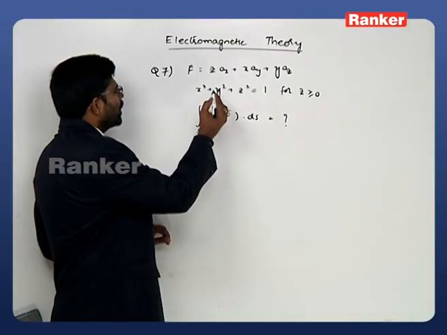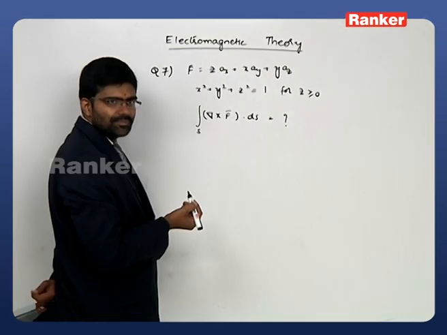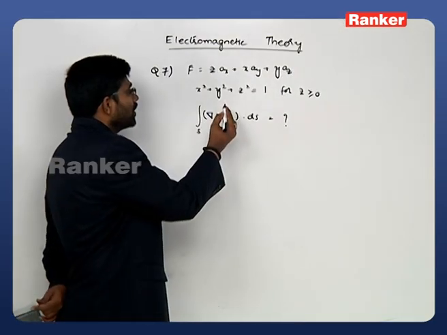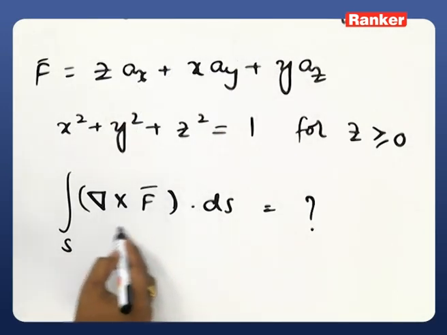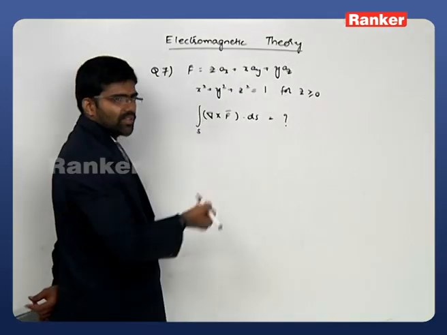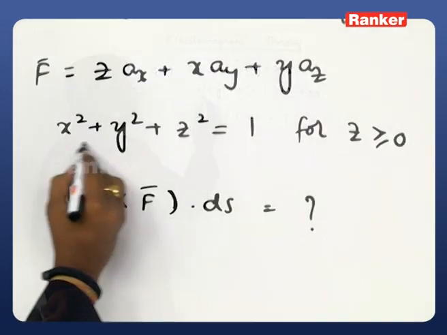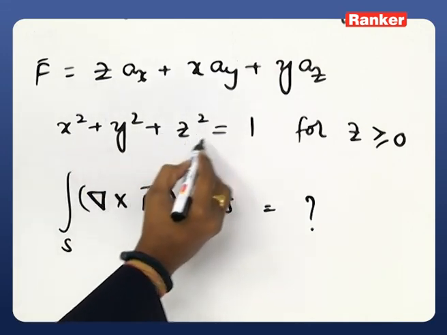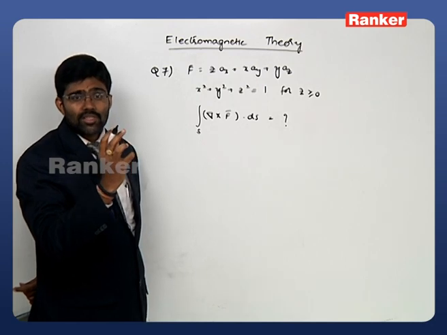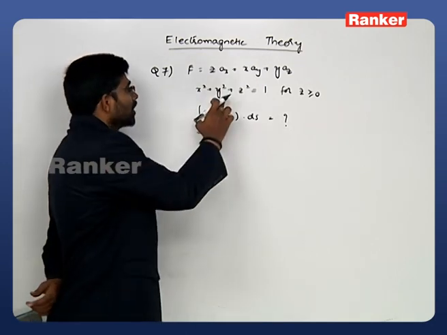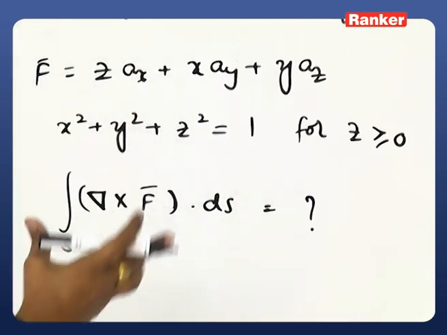Now here the question given is f bar is equal to z ax plus x ay plus y az, and what we want is the calculation of this particular quantity for a surface. So what is the surface which is given to us? The surface is x square plus y square plus z square is equal to 1. Clearly observe, this represents a spherical surface. If you take the graph of this one, what we get is a complete sphere.